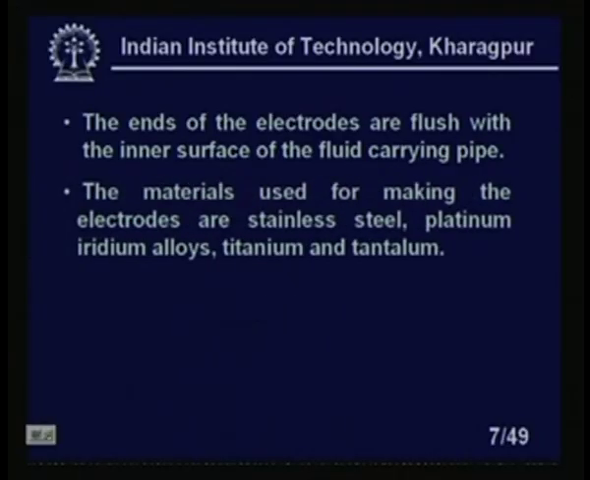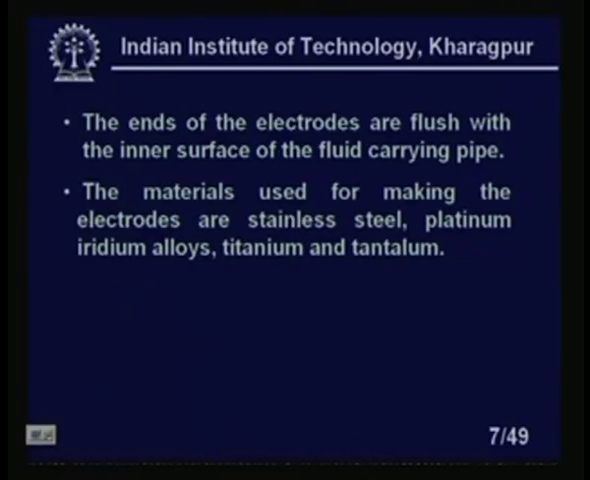The materials used for making the electrodes are stainless steel, platinum, iridium alloys, titanium and tantalum. You can see that the electromagnetic flow meter, though it has many advantages that we will discuss later on, is not a very cheap instrument. It is quite expensive in the sense that the type of electrodes you will use, the pipe you use, and the pipe is not expensive, but inside the pipe you should have a liner, so those are quite expensive. That makes the instrument very expensive.